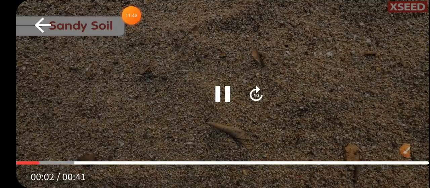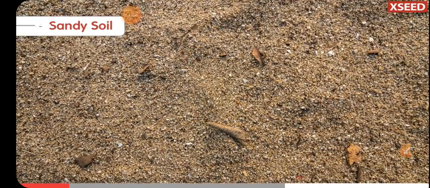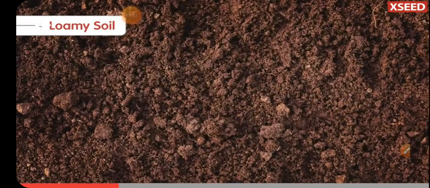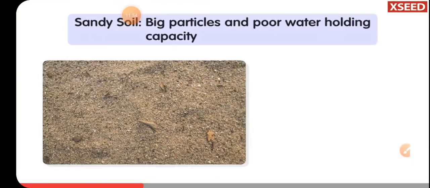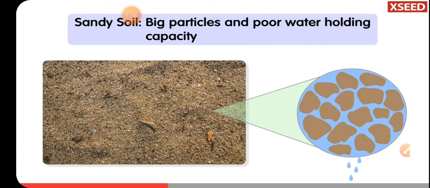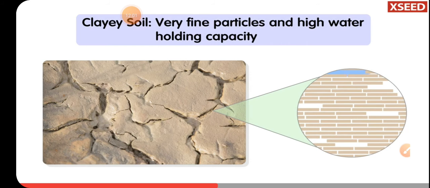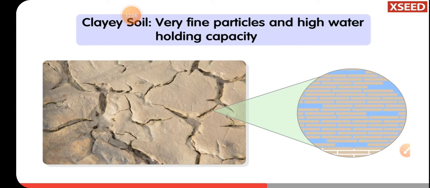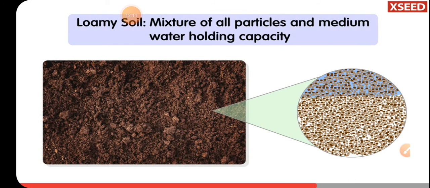Different types. The three main types of soil are sandy, clayey, and loamy soils. Sandy soil has big sand particles with poor water holding capacity. Clayey soil has very small clay particles and the highest water holding capacity. Loamy soil is a mix of sand, silt, and clay particles. It has medium water holding capacity but is very fertile.